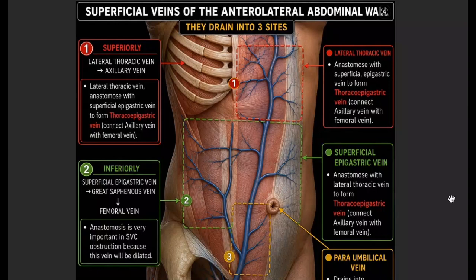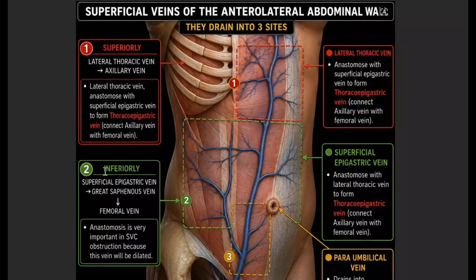Now the veins of the anterolateral abdominal wall are again divided into two categories, same as the arteries. First we have 3 superficial veins, and then we have 6 deep veins. So let's start with the superficial veins. The superficial veins of the anterolateral abdominal wall are going to drain into 3 sides. First, superiorly they drain via the lateral thoracic vein, and the lateral thoracic vein drains into the axillary vein.